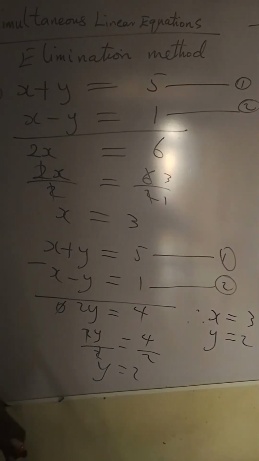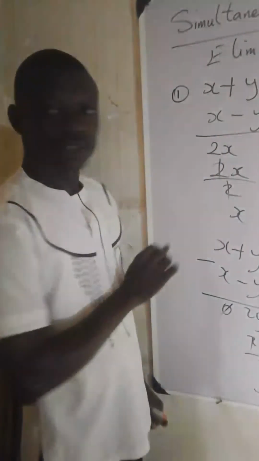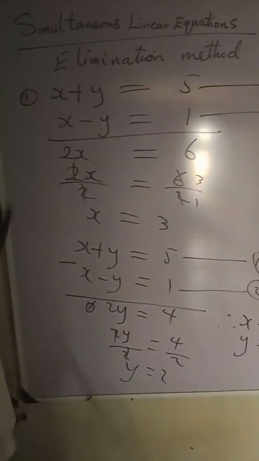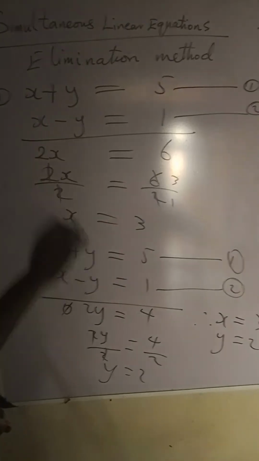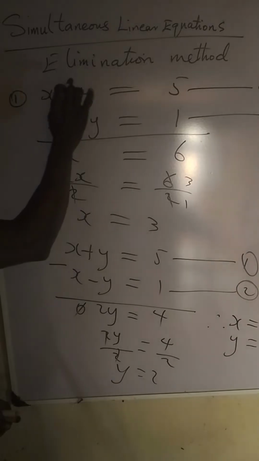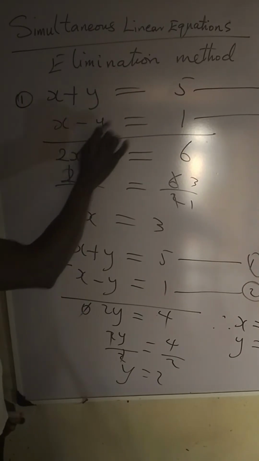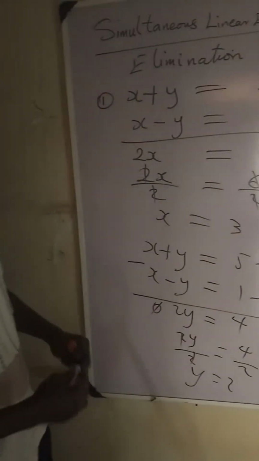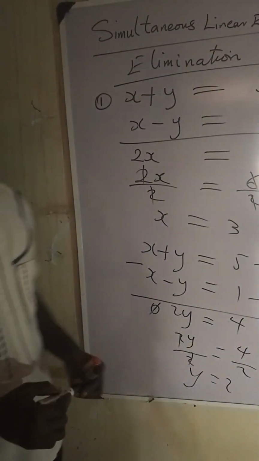Let us check. In case we are in doubt whether this is going to be true, let us check from the equation there. Let x here, put where we have 3, substitute it for x. Substitute y with 2 there. 3 plus 2 will give us 5. 3 minus 2 will give us 1. But this is the solution of it using elimination method. Hope that is clear.